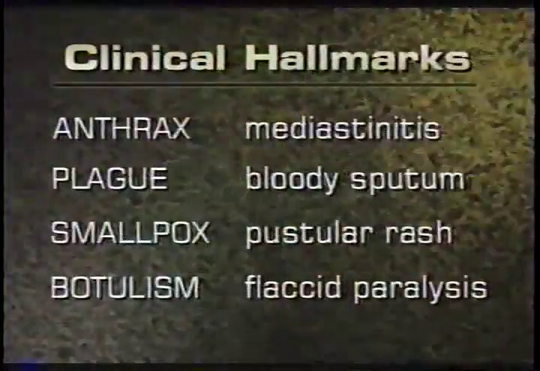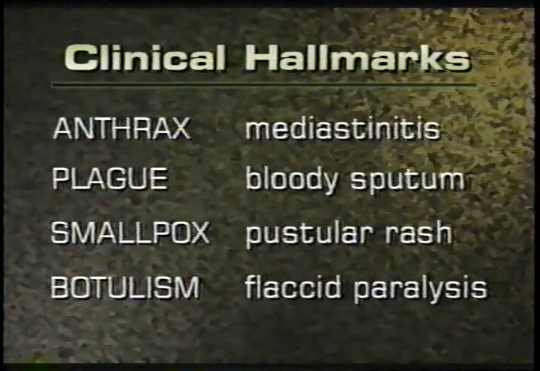And that's why I think it's important that you out there in the audience understand that this is yet another disease for which there is a clinical hallmark. So we've said that if you see a widened mediastinum and there's no bullet hole in the center of the chest, you should think anthrax. If you see bloody sputum in an otherwise healthy patient with pneumonia, you should think plague. If you see a centrifugal synchronous pustular rash, you should think smallpox. And if you see a flaccid descending paralysis, especially if you see it in more than one patient, you should think botulism. Again, not much else that causes that symptom complex.